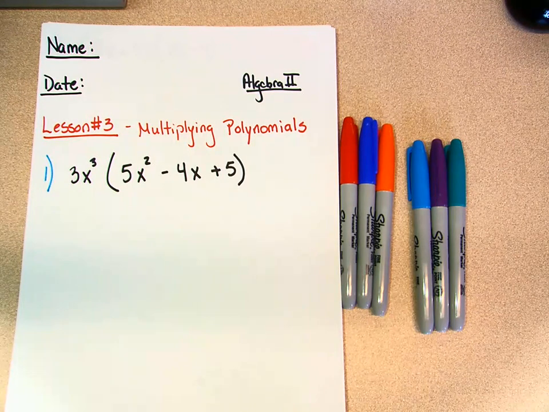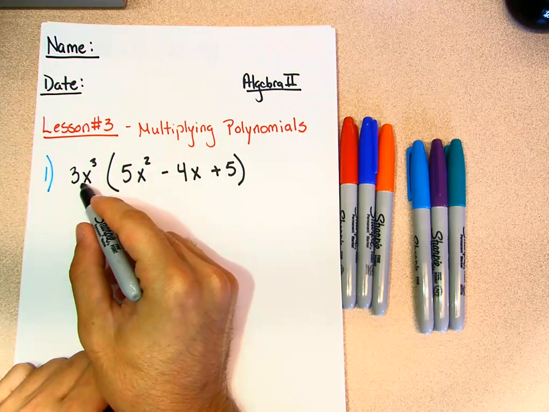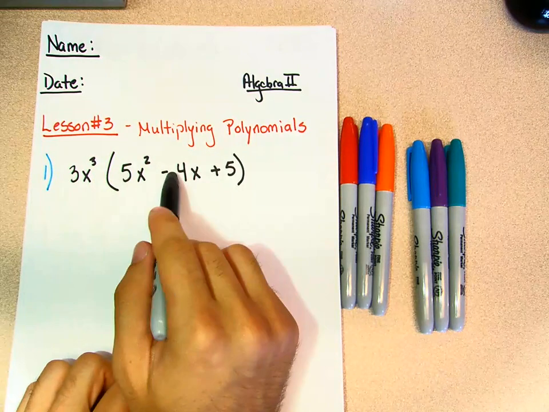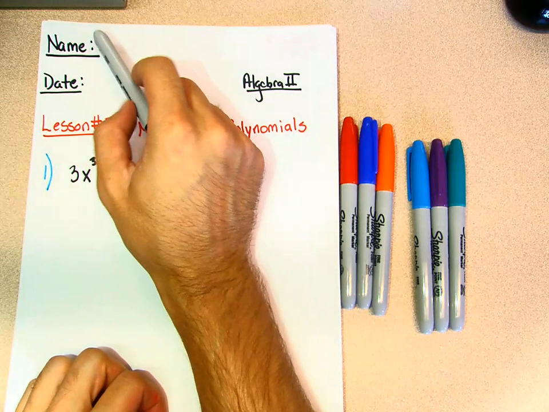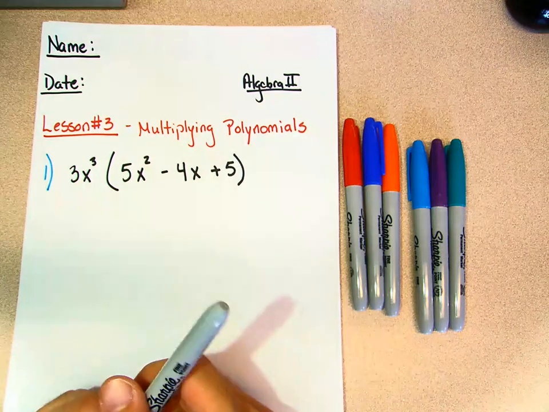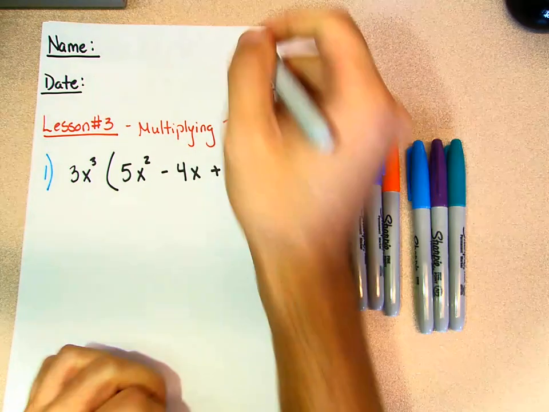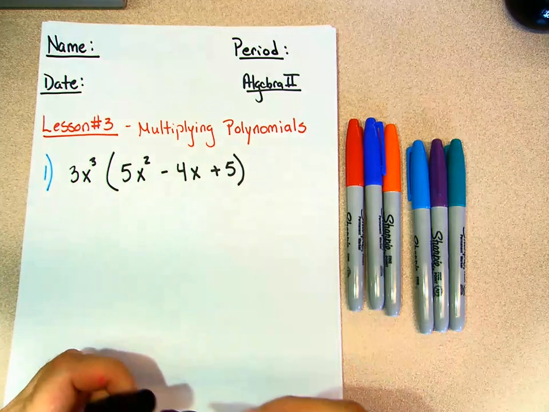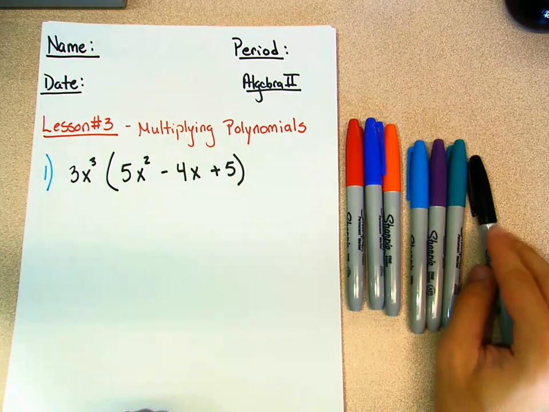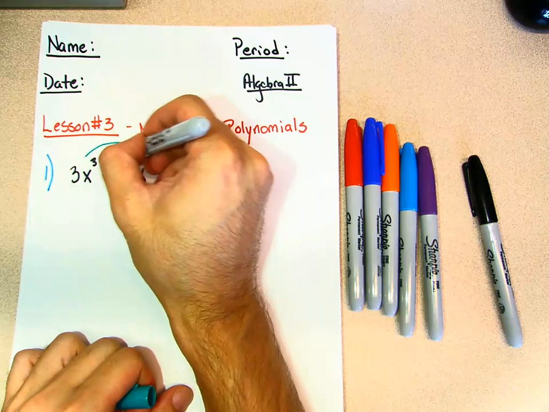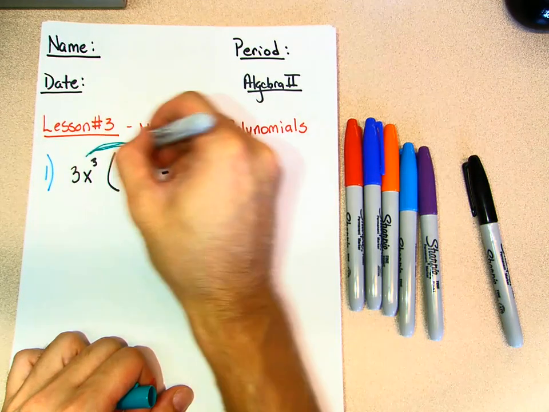If we wanted to multiply this monomial to this polynomial, what I want you to do is try and do this by yourself first, and always remember, write your name, write the date, Algebra 2, and the period. Okay. So here, try and solve this question and pause the video. So if you want to see the solution, remember we need to do what? We need to distribute each one of these, right?